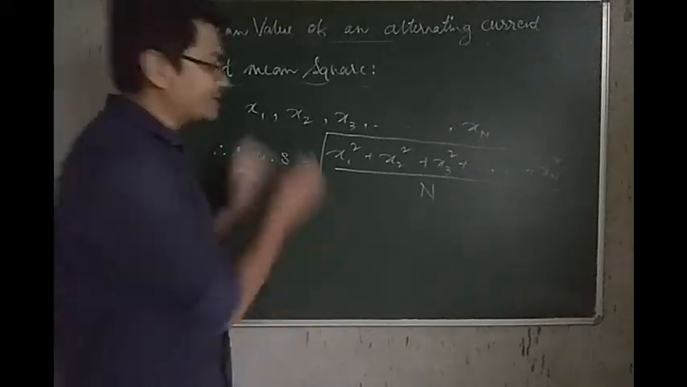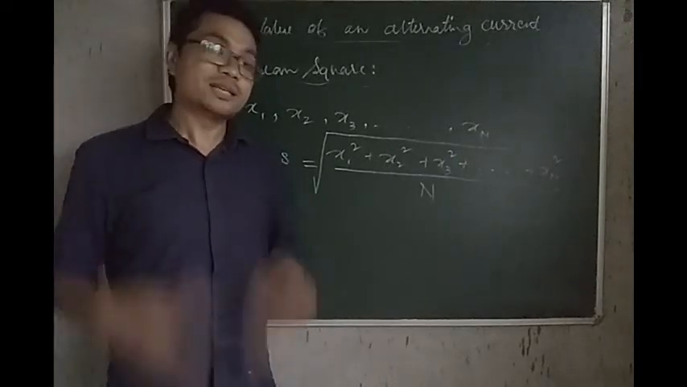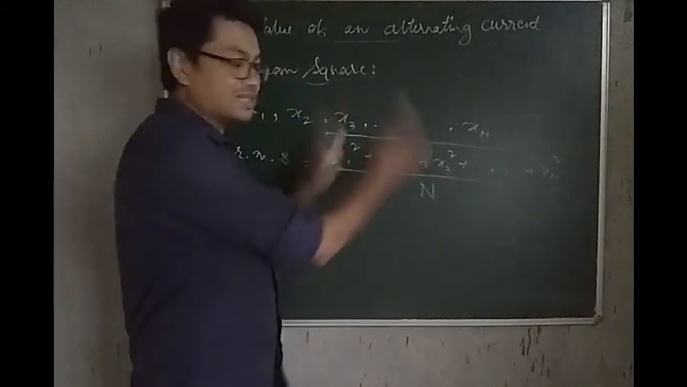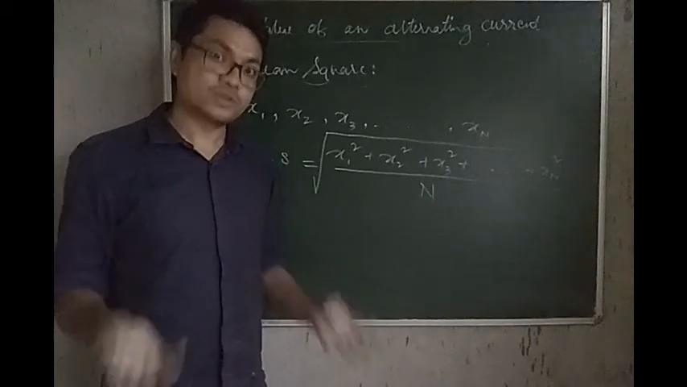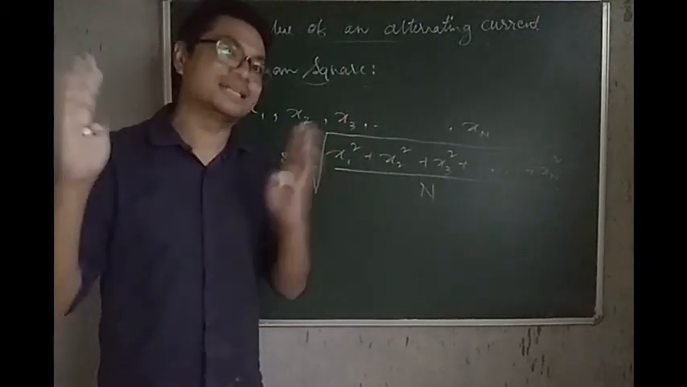The square root of the mean squared value is what is called the root mean squared value. And we are going to calculate the root mean squared value of the alternating current. Since the average or mean for one complete cycle was simply 0, we want to find the root mean squared value of the alternating current for one complete cycle, mind you.